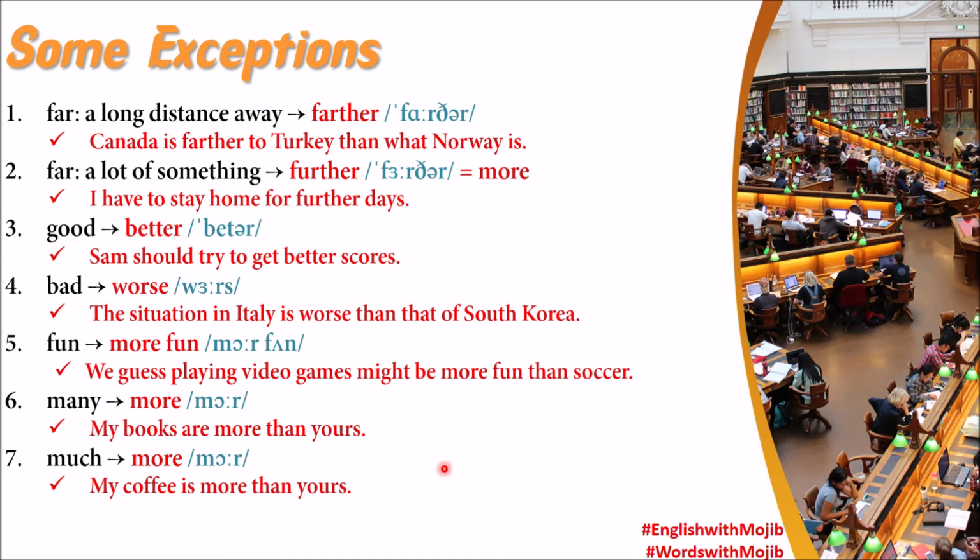But what is the difference between this more and this more? What is the difference between many and much? Many is used for countable nouns, whilst much is used for uncountable nouns. Many is used for countable nouns such as books, and much is used for uncountable nouns such as coffee. But the comparative forms are the same. Next one.